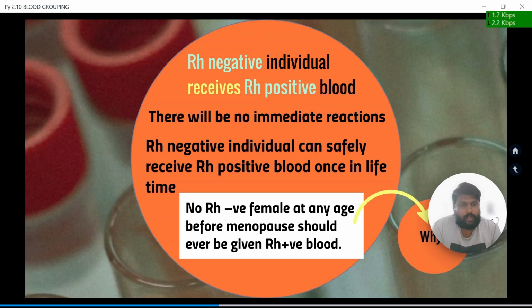This is the reason why in medicine we have an unwritten rule that when you are treating an Rh negative female at any age before menopause, we have a lot of hesitation to transfuse her Rh positive blood, unless it is a pure life-saving situation. Even then we try to maximally avoid it. Even though you can give it one time to save the patient, we will not give an Rh negative female Rh positive blood.